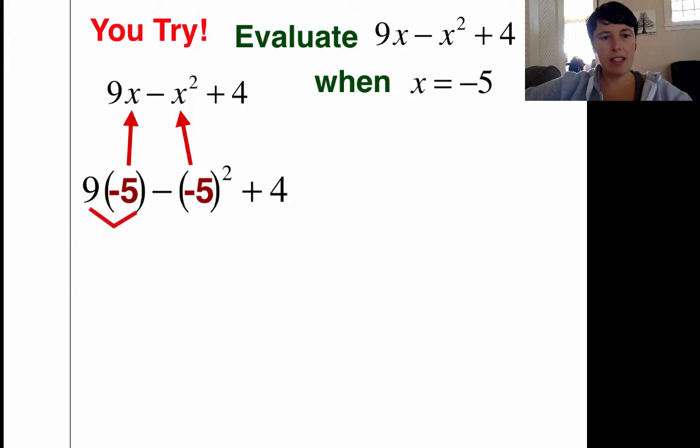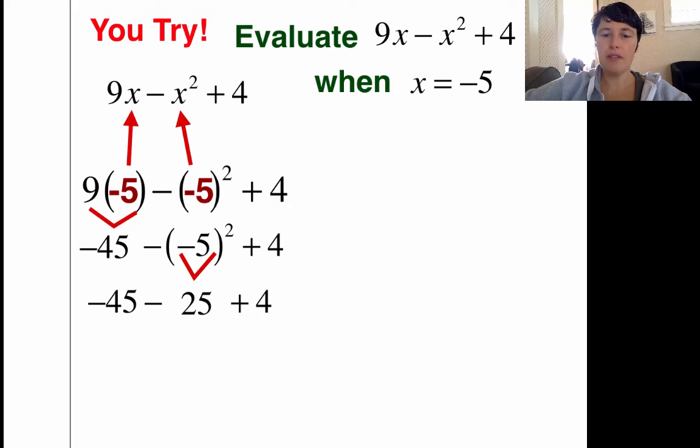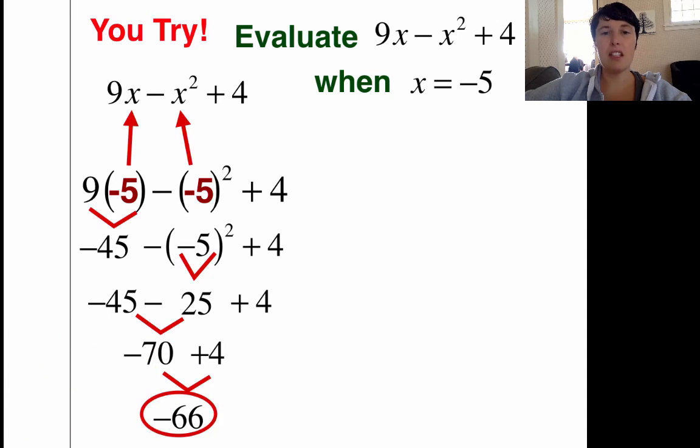Okay, now we got to do some math. 9 times -5. 9 times 5 is 45. So this will be a -45. Then we have minus -5 squared plus 4. -5 squared, -5 times a -5 is a positive 25. So we have 25. So we have -45 take away 25 plus 4. Well, -45 take away 25, you can KCC it, keep, change, is like -45 plus -25. Same signs, add and keep. That'd be -70 plus 4. Combine that together, that's -66. So your solution is -66.